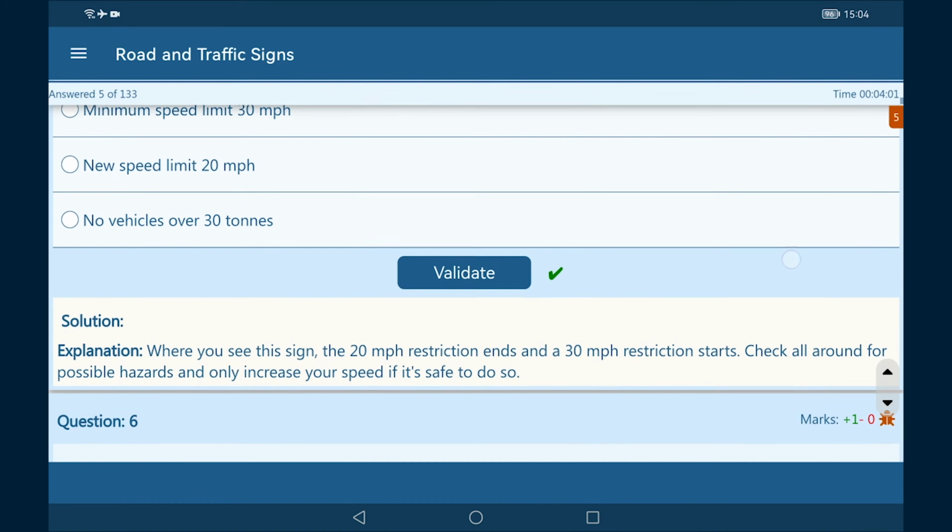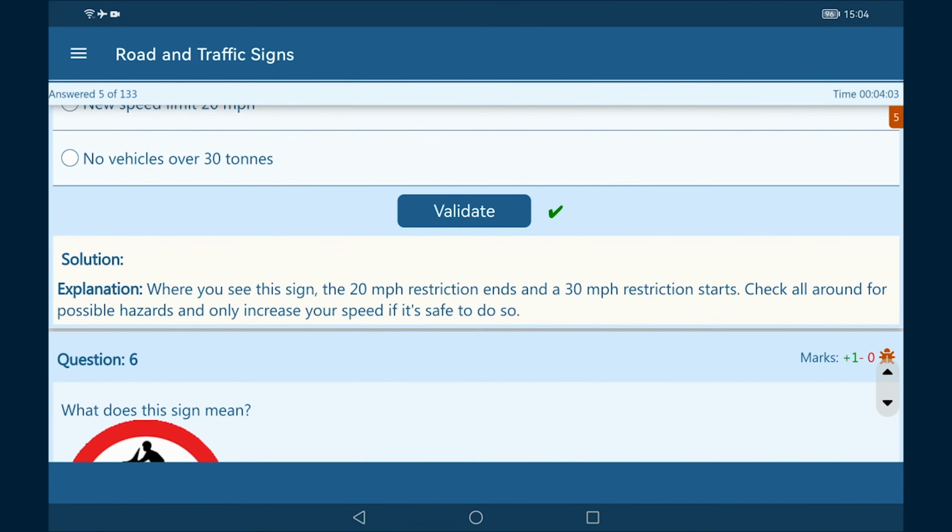Explanation. Where you see this sign, the 20 miles per hour restriction ends and a 30 miles per hour restriction starts. Check all around for possible hazards and only increase your speed if it's safe to do so.